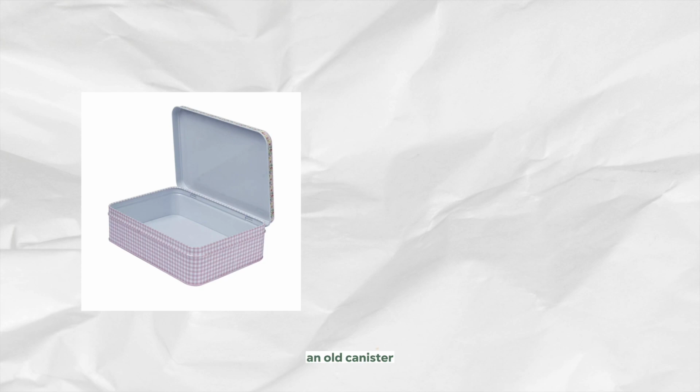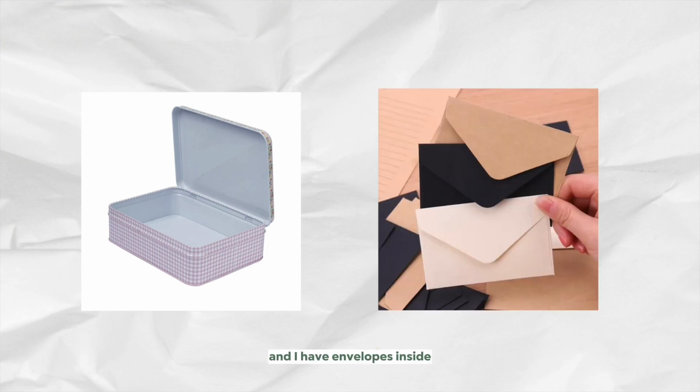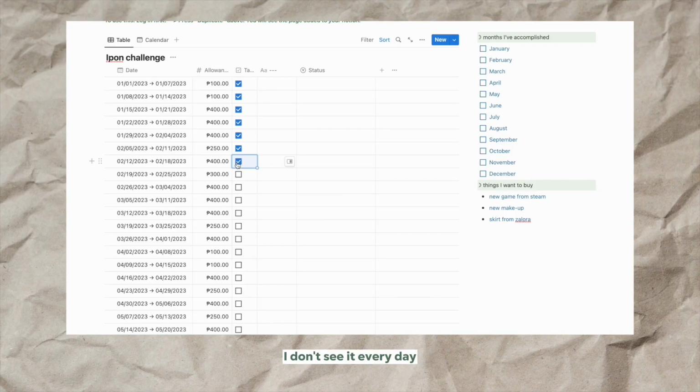What I usually do is that I have an old canister, and I have envelopes inside. So I put the money in the envelopes and I place it in the canister and put it away, wherein I can still see it, but it's something that I don't see every day. Does that make sense? I don't see it every day, but I know it's there and I can see it if I want to peek at it. I'm just rambling. But yeah, that's my rule for it.